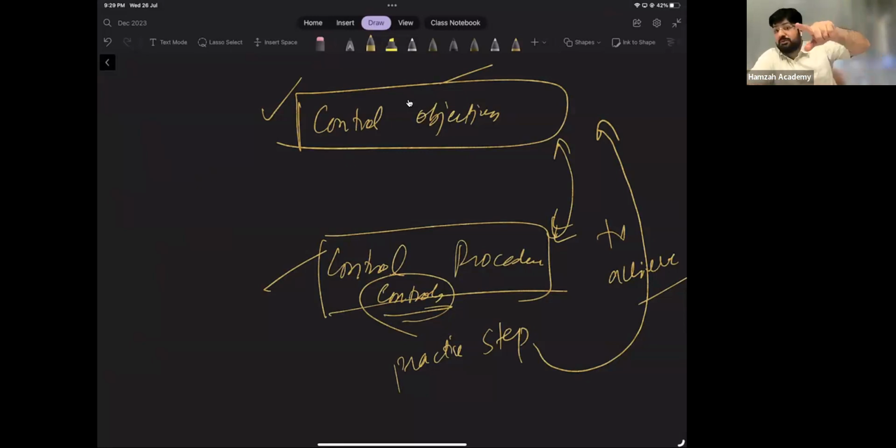I hope you got the point. Controls are important when they are achieving the objective. When the controls are not achieving the objective, they are worthless. They are just a burden, an activity which is costly for the business.